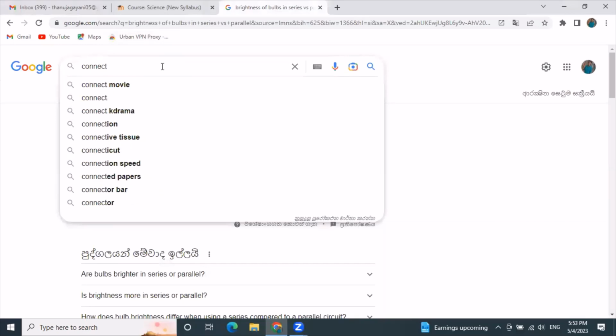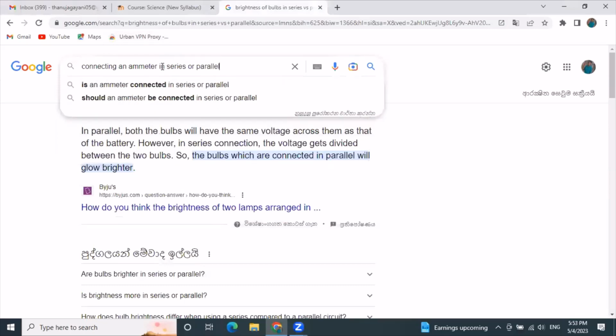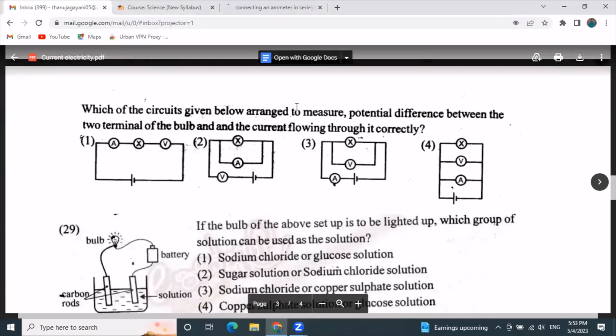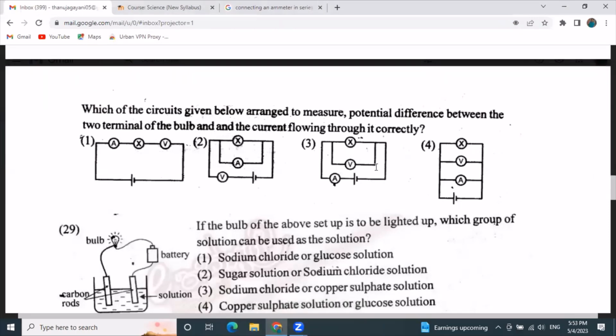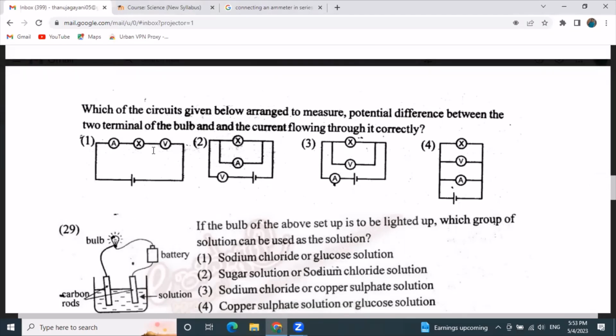Connecting an ammeter, series or parallel? Ammeters are connected in series. Yes, I told you correctly. Ammeters are connected in series and the voltmeter should be connected in parallel to find the potential difference. We generally use an ammeter to find the conventional current flowing through the conductor. Accordingly, in the first answer, the ammeter is connected in series, and the voltmeter is also connected in series. So the first answer is wrong.